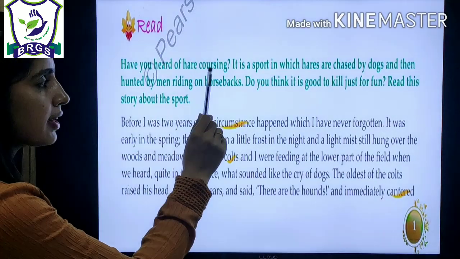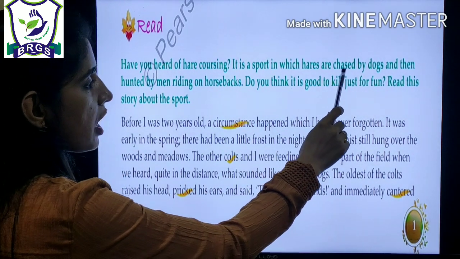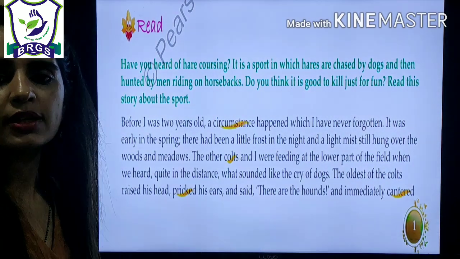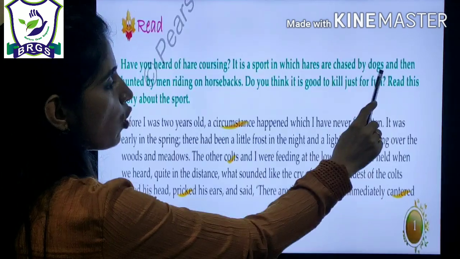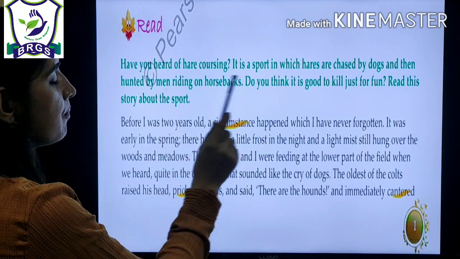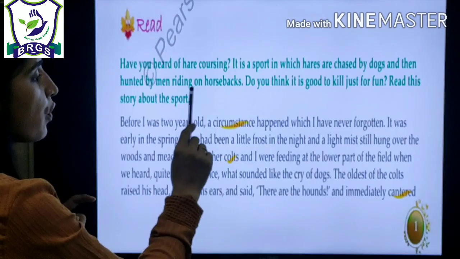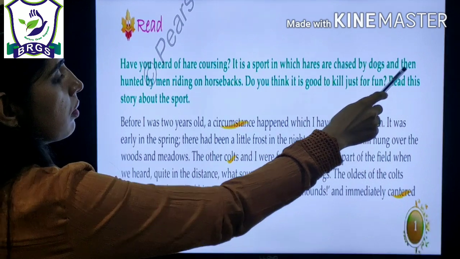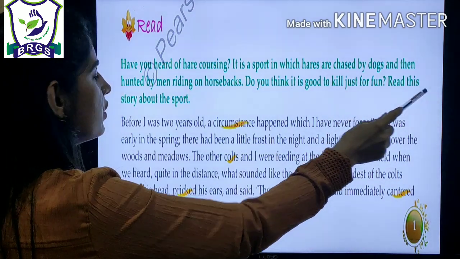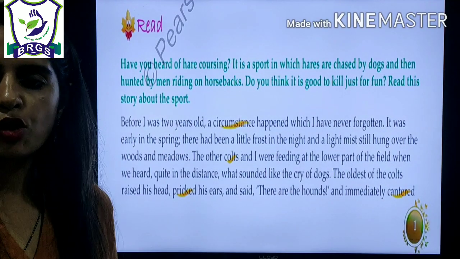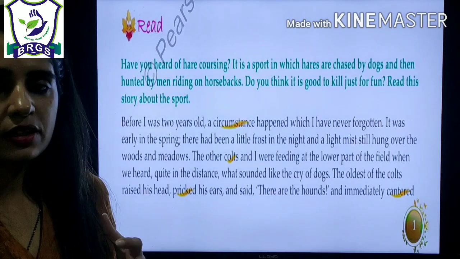Have you heard of hare coursing, hare racing, or hunting like? It is a sport in which hares are chased by dogs. I already explained through the character list that it is a sport in which hares are chased by dogs and then hunted by men. Dogs were chasing the hare, and finally the hare was hunted by men riding on horseback. Do you think it is good to kill just for fun? Read this story about the sport, how the men hunted the hare.